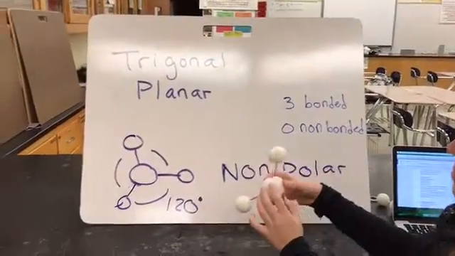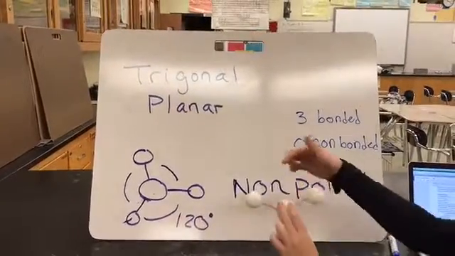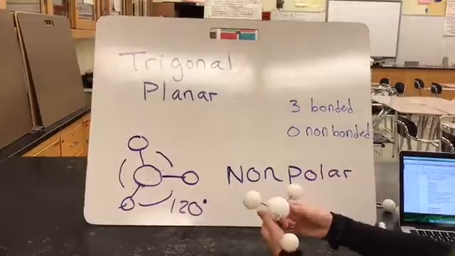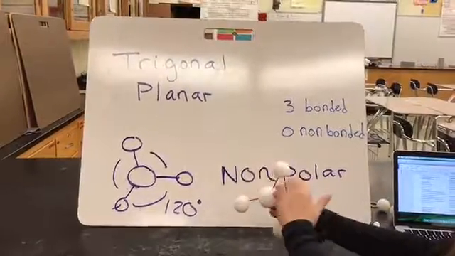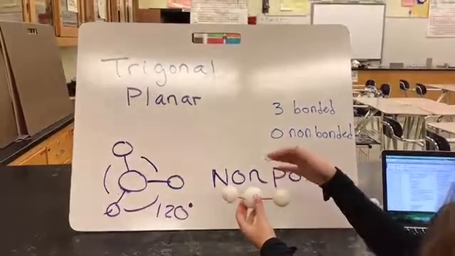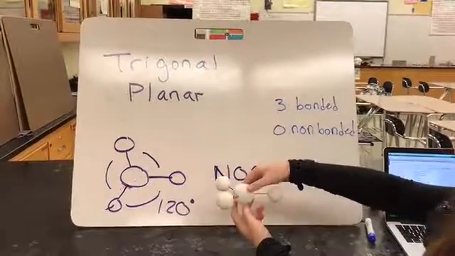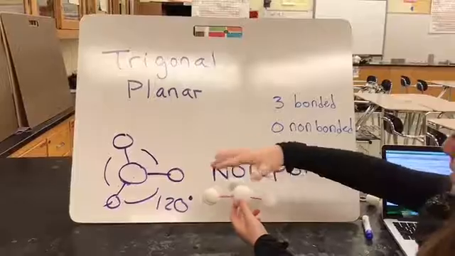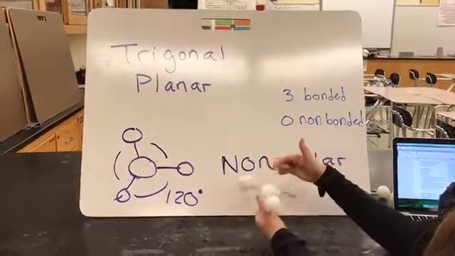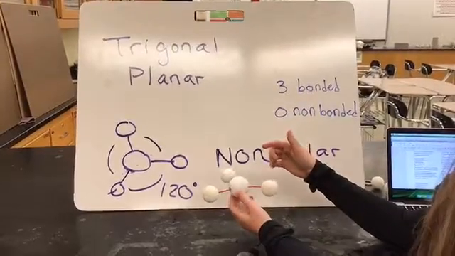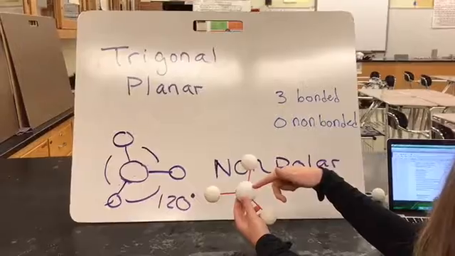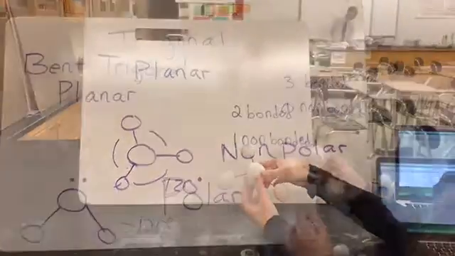Okay, so the first shape is trigonal planar. It has 3 bonded electrons and 0 unbonded electrons. The bond angles are all at 120 degrees. And it is called a trigonal planar because it forms a triangle on a single plane. It is nonpolar because the 3 negatively charged electrons would all meet in the middle along with the positive charge, and the 2 would cancel out.